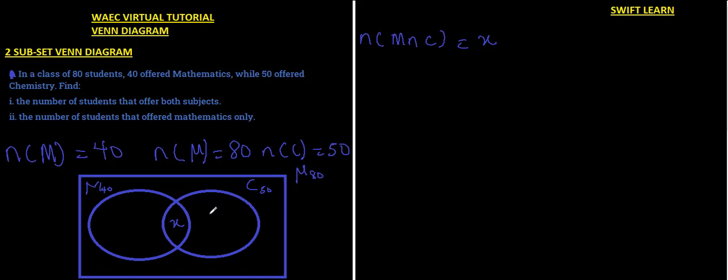So what would this place be? You know that everything here is 50. So this big place be what? 50 minus X. If the whole of here is 40, this place be what? 40 minus what? X. Are you with me now?